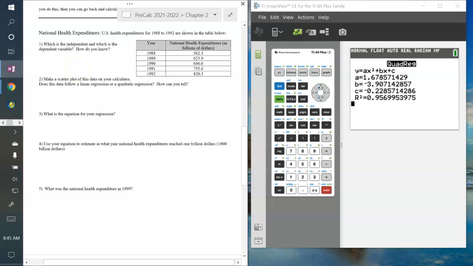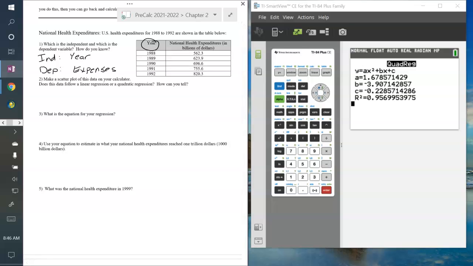We have data from the National Health, U.S. health expenditures for 1988 to 1992. Which one is the independent variable? Well, your independent variable is going to be the year, and your dependent variable is the expenses. This is because you are controlling when you're checking the expenses. You control the year that you check. So that is your independent variable.